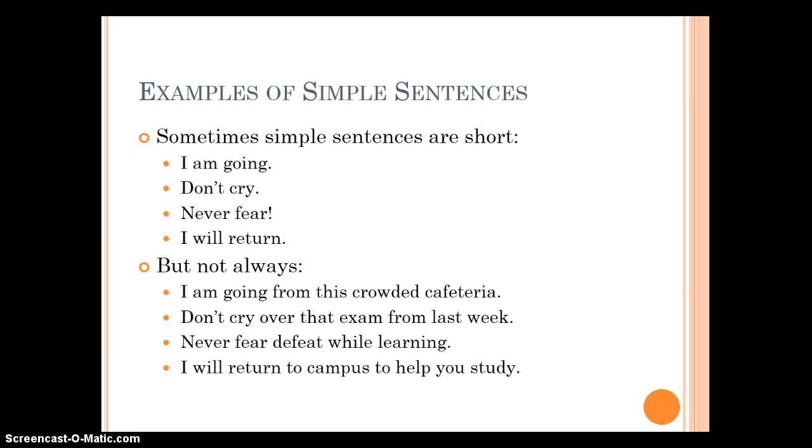Here are some examples. Sometimes simple sentences are very short: I am going, don't cry, never fear, I will return. These sentences all have one subject, one predicate, and a complete meaning. But sometimes simple sentences can be longer, like: I am going from this crowded cafeteria, don't cry over that exam from last week, never fear defeat while learning, or I will return to campus to help you study. You cannot assume that just because a sentence is short, it is simple, and just because it's long, it is not simple.